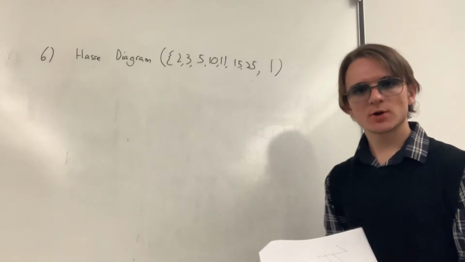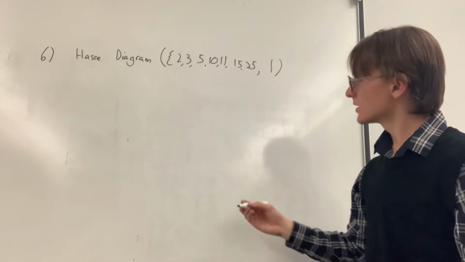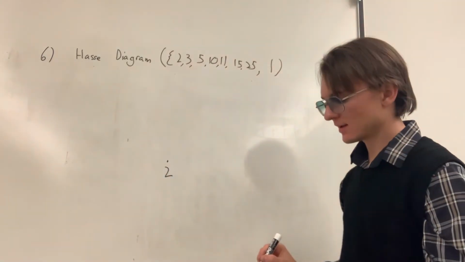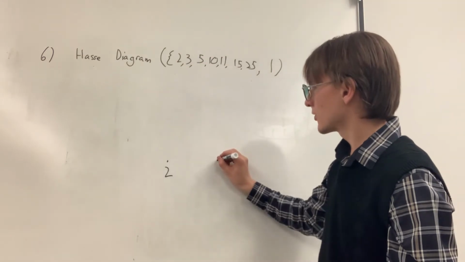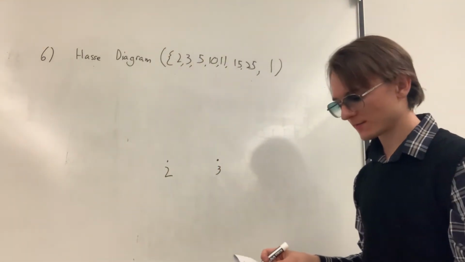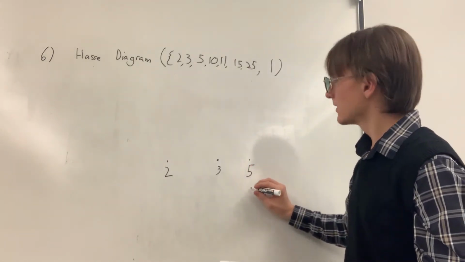Draw a diagram given this set on the relationship of divisibility. So we begin with 2. 2 is a node on its own. 3 does not divide anything currently in our hash diagram, so it goes on its own as well. Next, 5, 10.